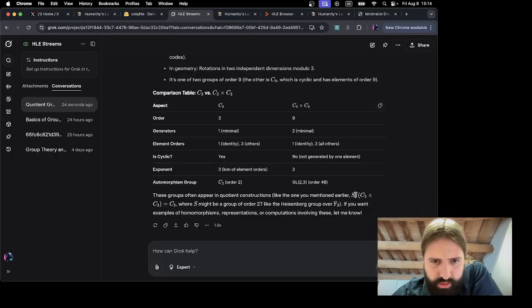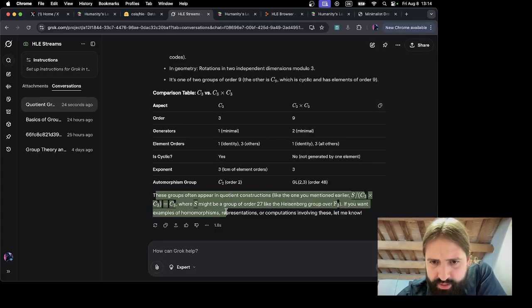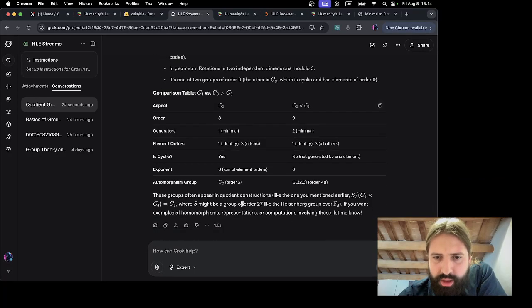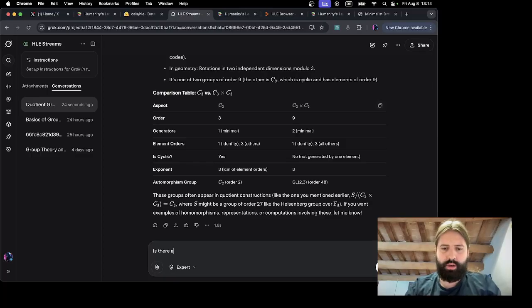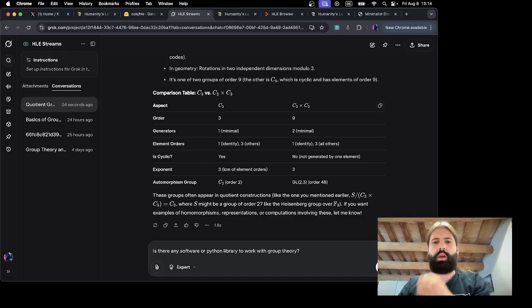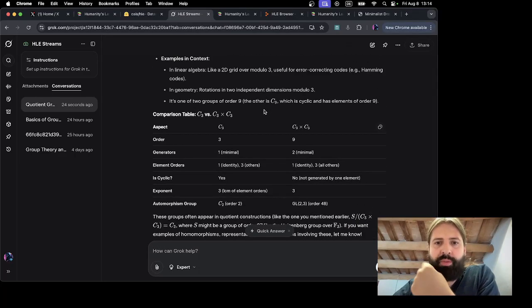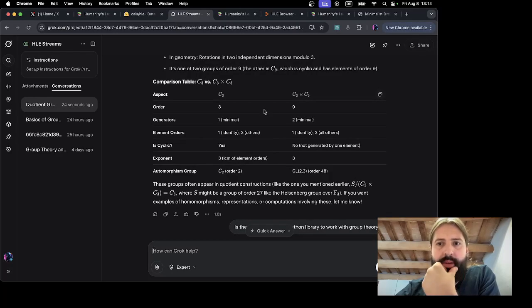So, oh, look at these. These subgroups often appear in, yeah, that's a little messed up because it's taken from a previous thing up there that I asked, I guess. Computations involving this, let me know. First of all, is there any software or Python library to work with group theory? Because I'd be willing to explore that a bit more and understand the elements.